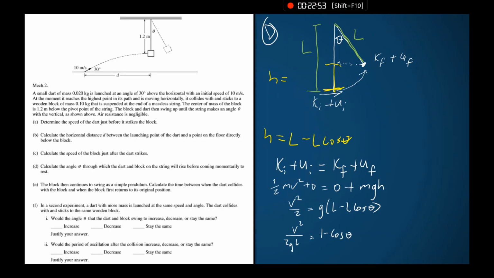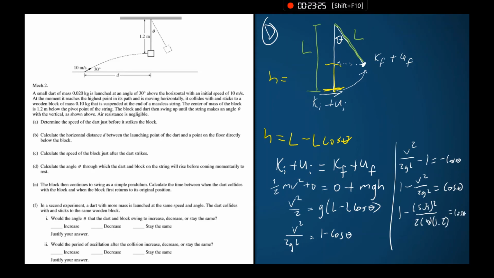Okay, I'm going to subtract 1. So this is v squared over 2gL minus 1 equals negative cosine theta. Dividing by negative 1 will change my signs. So that's 1 minus v squared over 2gL equals the cosine of theta. Or 1 minus (5 root 3) squared over 2 times 10 times 1.2 equals the cosine of theta. And I'm going to go to the calculator there.